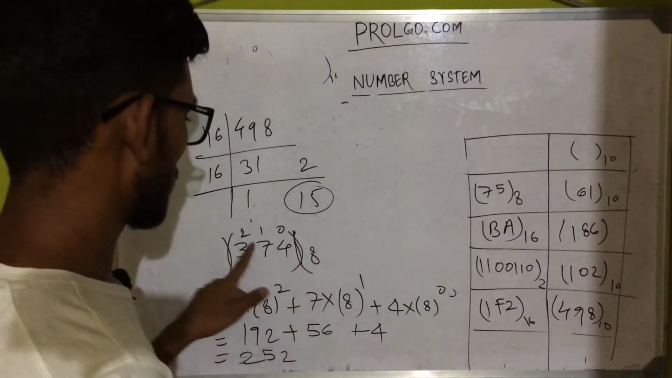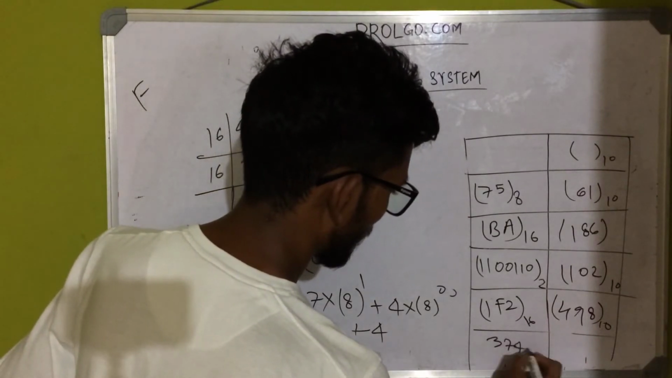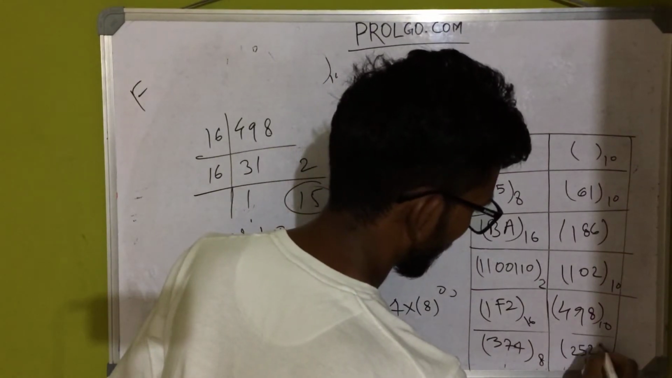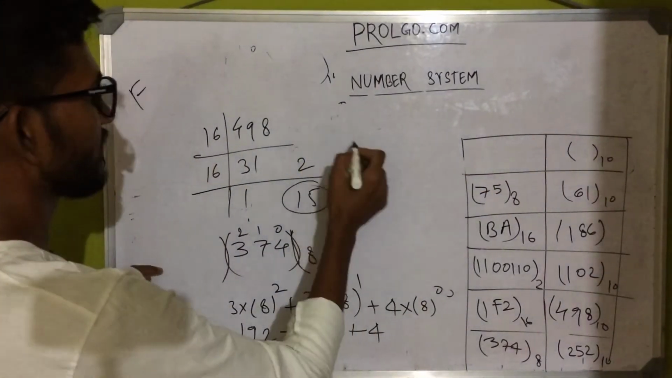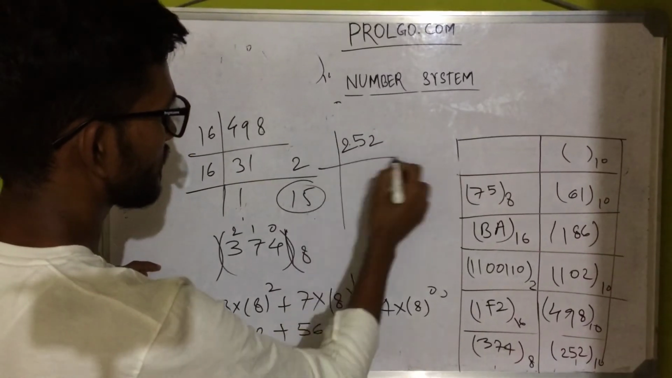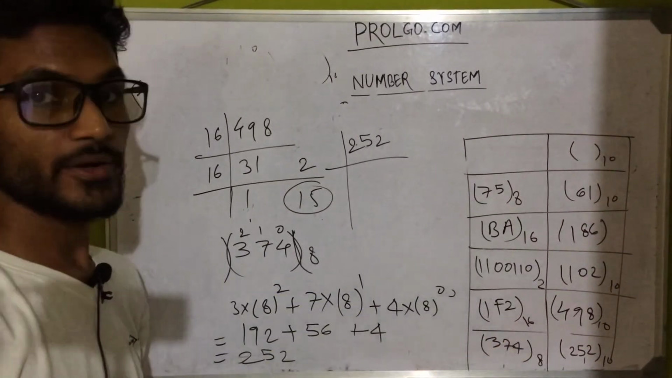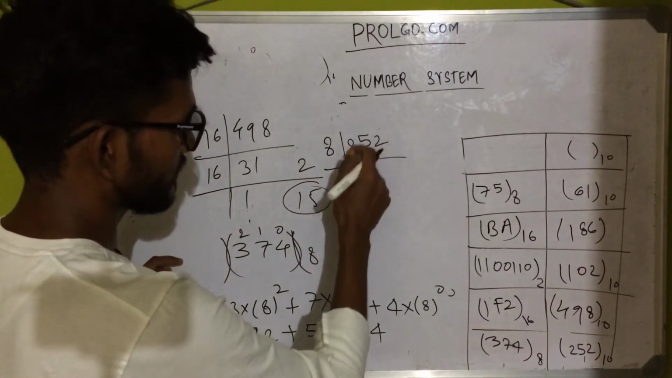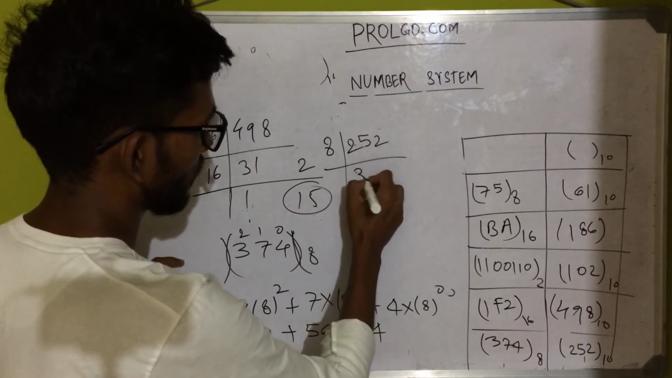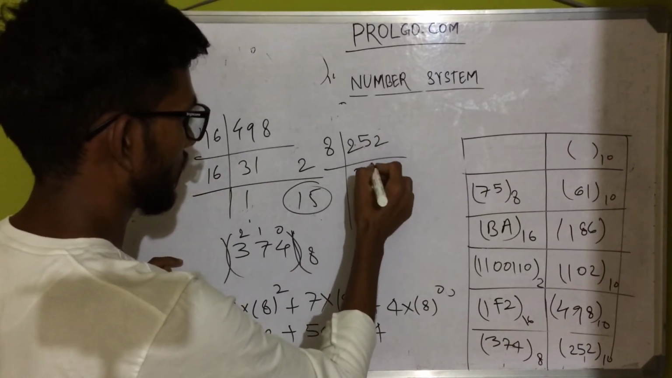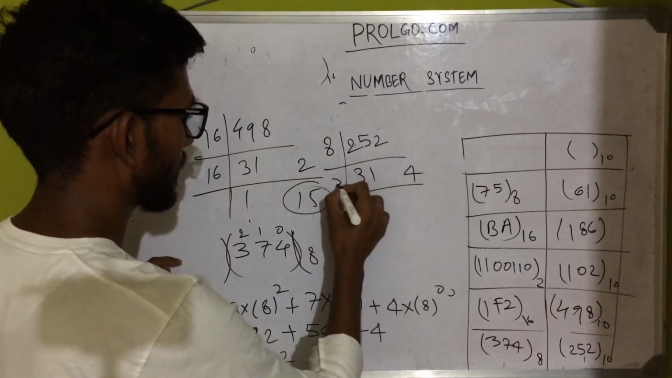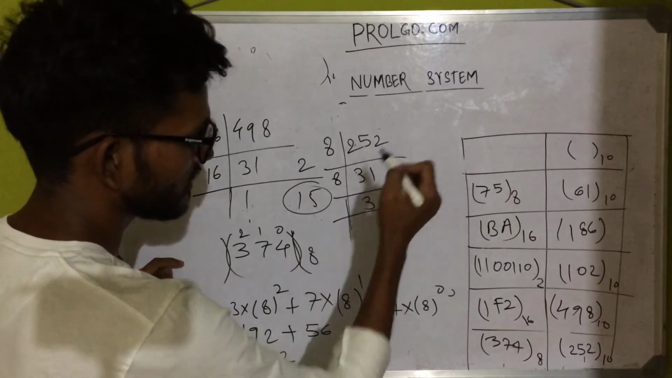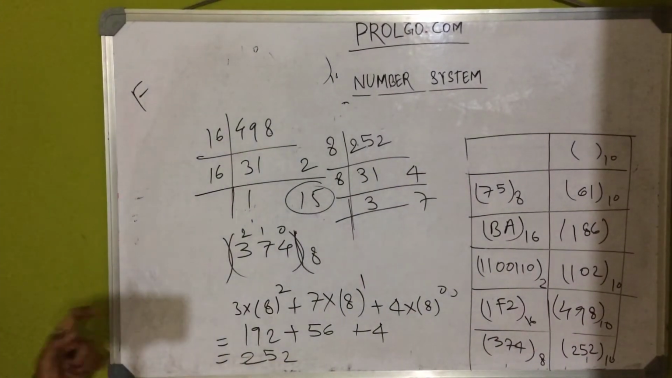So the number 374 in octal is equivalent to 252 in decimal. Let's verify that. I'm just converting the 252 into octal, so I'll take 8 into 3 is 24, so remaining is 4, then 8 into 3, remaining is 4, so now 374. Yeah, that's correct. So this is how simple it is.